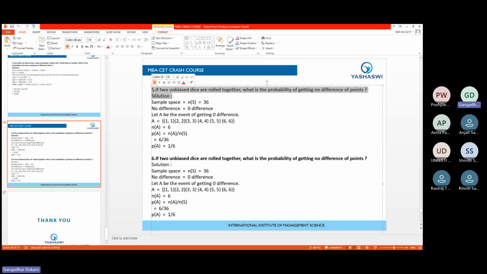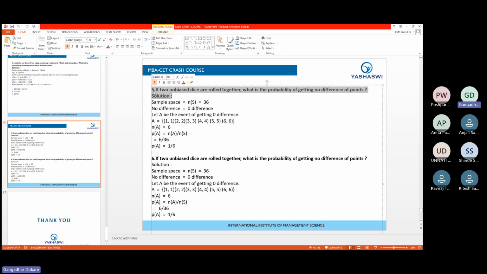In that case, there will be no difference, equal to 0. Let A be the event of getting 0 difference. We need to calculate it: 1 comma 1, 2 comma 2, 3 comma 3, up to 6 comma 6. So the number of events is n of A equals 6. We calculate the probability with the same formula: probability of A equals number of events upon number of samples.